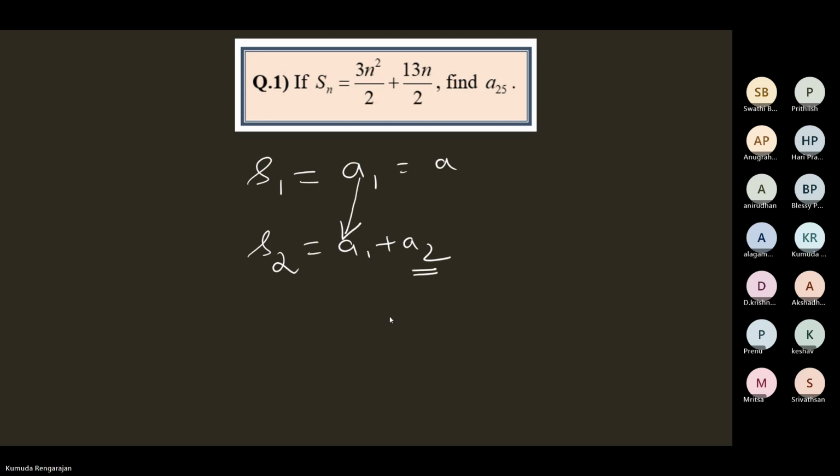So using the expression for Sn, you must find S1 and S2. S1 is nothing but A1 or A. S2 is A1 plus A2. So when you put the value of A1 here, you can find the value of A2. So now we have found A1 and A2. So we know the first term and we can also find the common difference A2 minus A1. So we have the values of A and D and N is 25. So using all this, you can find A25.